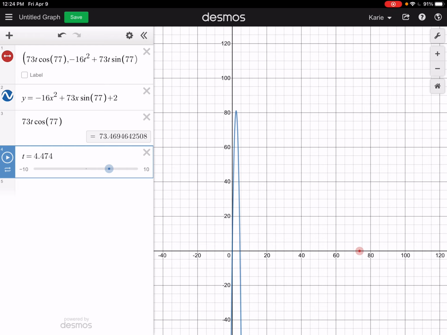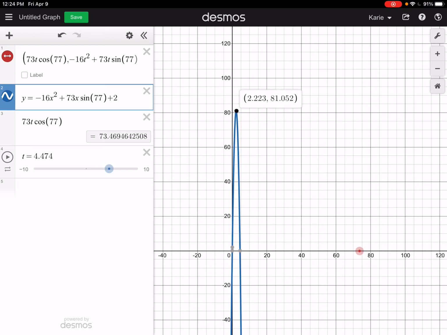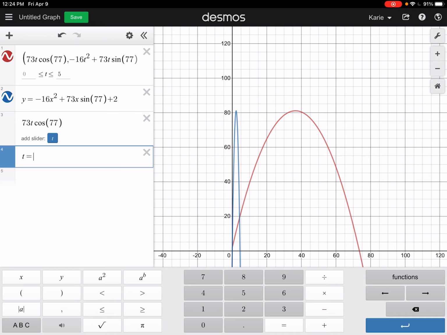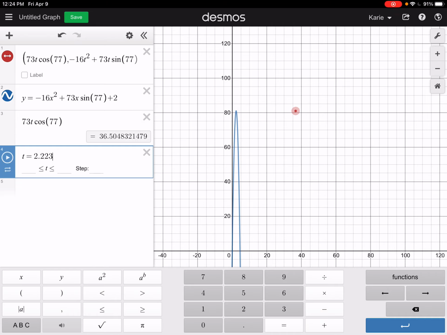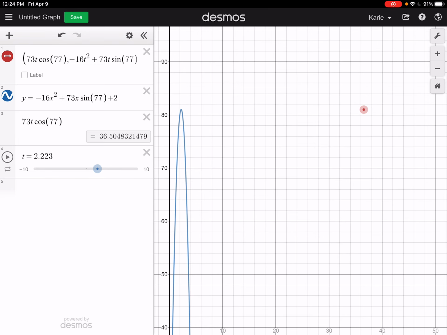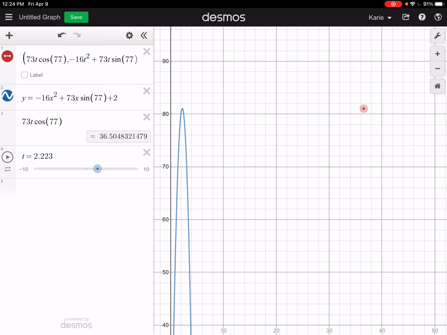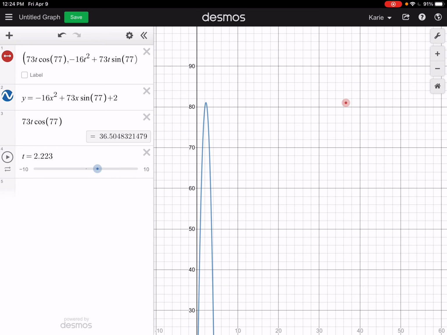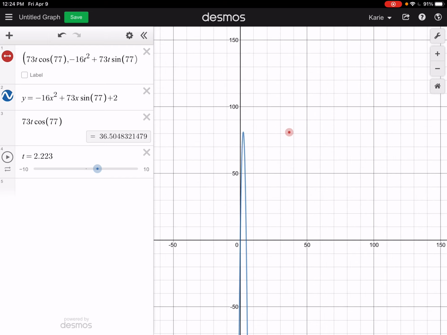Okay. So yeah, you could come along and plug in this one, which was 2.223 if I remember correctly, and then you could see where it would show up on the other curve, and they look to be about the same height. But now you know how far it is down the field. Now you know that it's 36.5 feet down the field when it's at its maximum height.